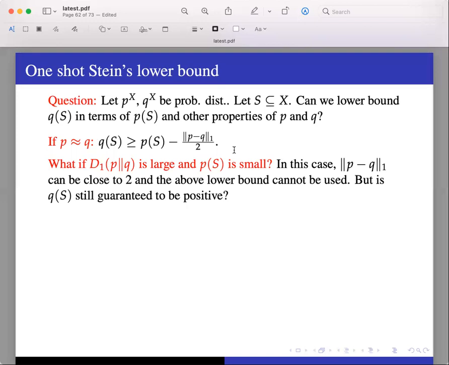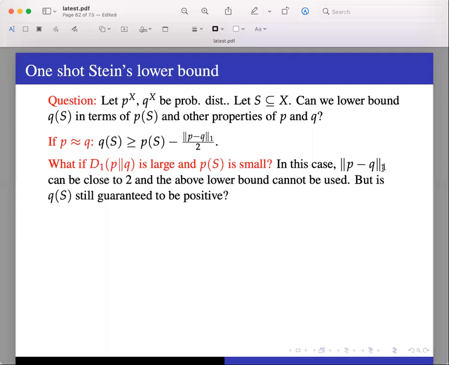But what happens if the Shannon relative entropy of P with respect to Q is large, and the probability P(S) is small? In this case, often the L1 distance is close to 2. By large, it doesn't have to be so large. Let us say D1 is something like 10. My probability distribution is on a sample space of size n, maybe 1 lakh, and D1 can be very large. D1 of the order of log of 1 lakh is not unthinkable.